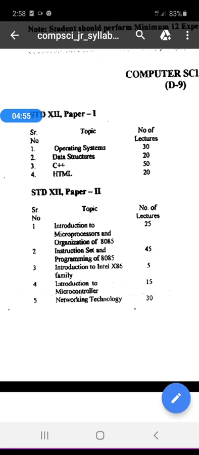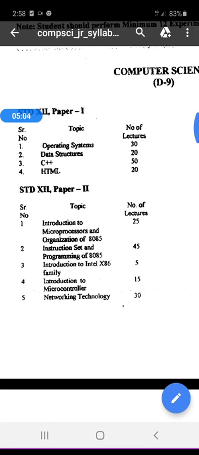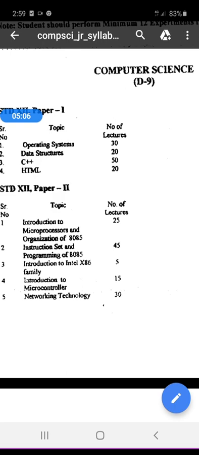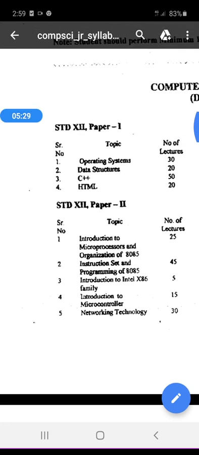And the last topic is networking technology. In networking technology we learn what is networking, what are different forms of networking, then different transmission media, wired transmission, wireless transmission, topology, then standards of networking, and in the last we learn about connectivity devices like modem, routers, hubs and repeaters. So in Paper 2 we have practicals on only the second topic, that is programming of 8085, and theoretical practicals on networking technology.